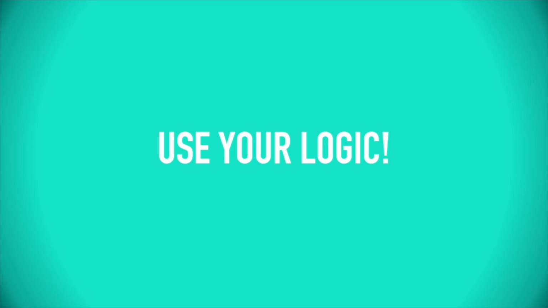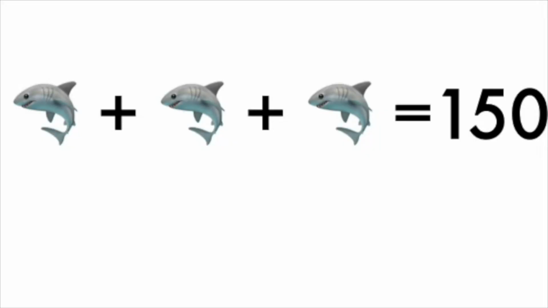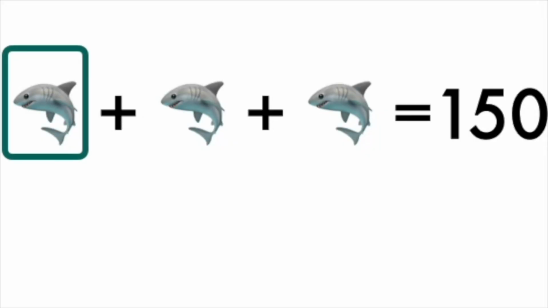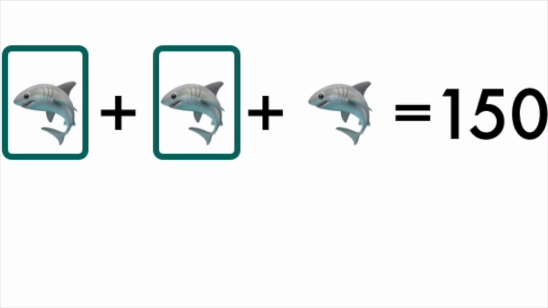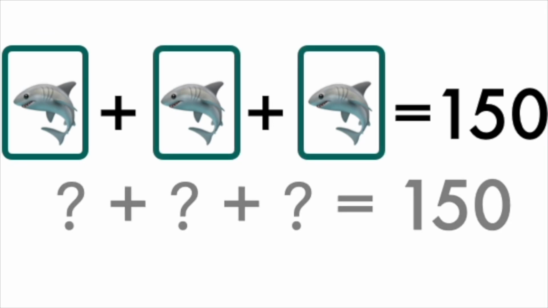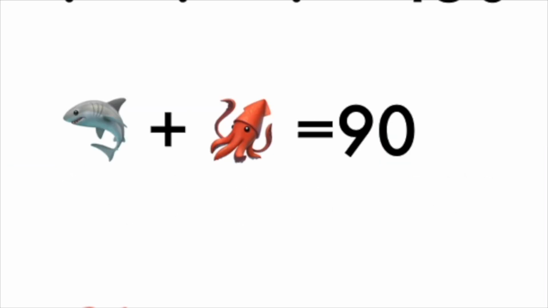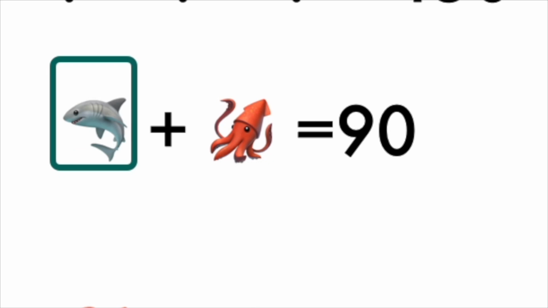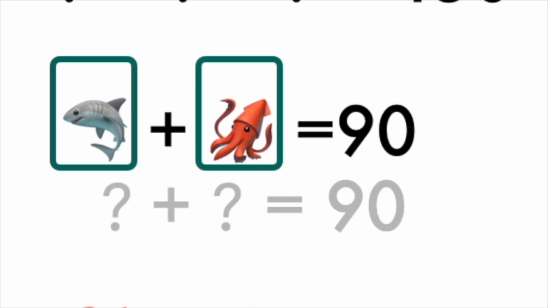All right, use your logic. Shark plus shark plus shark equals 150. And remember, it's going to be the same number all those three times. All right, that shark number plus squid equals 90.